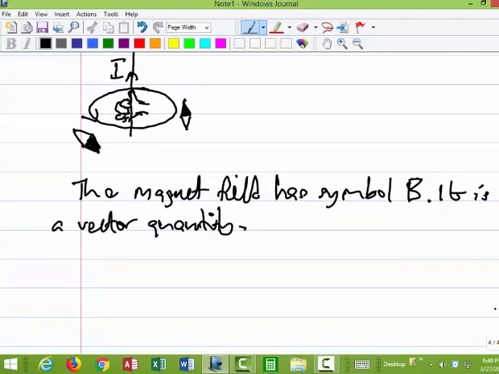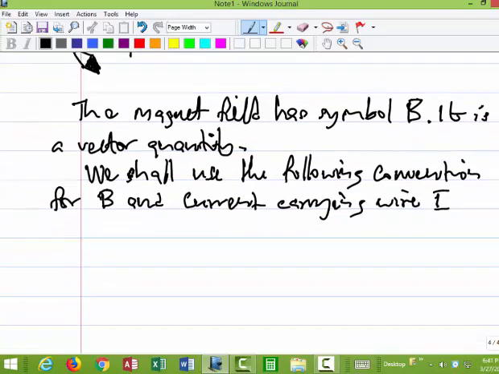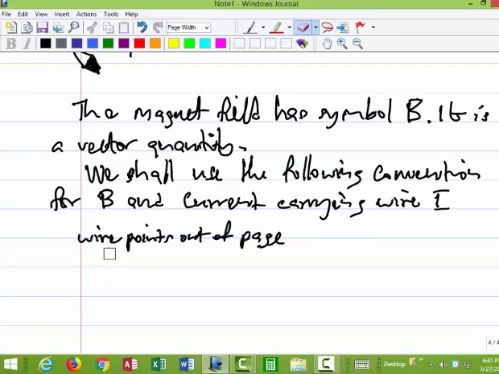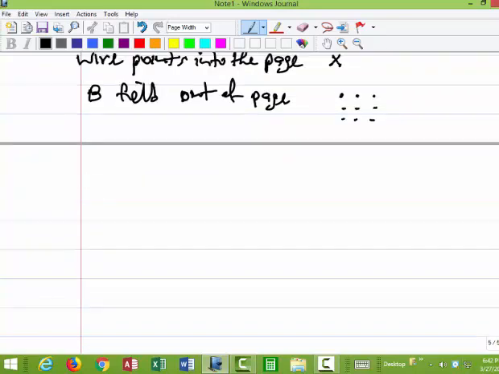So based on that, we can come up with a convention. So we shall use B, a convention for the magnetic field B and a current carrying wire I. And we shall say that if the wire is pointing out of the page, we shall use a dot. So if the wire points out of the page, we shall use a dot. If the wire points into the page, we shall use a cross. And then we shall say field lines B, magnetic field out of page, we shall use dots like that. And for magnetic field into the page, we shall use crosses.